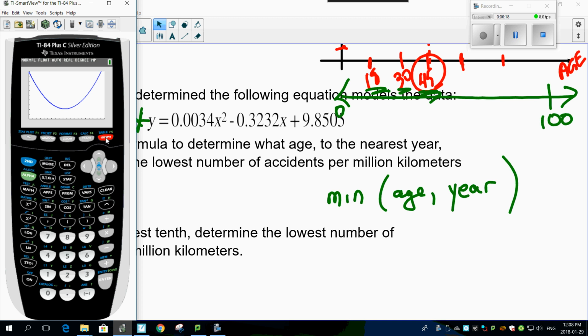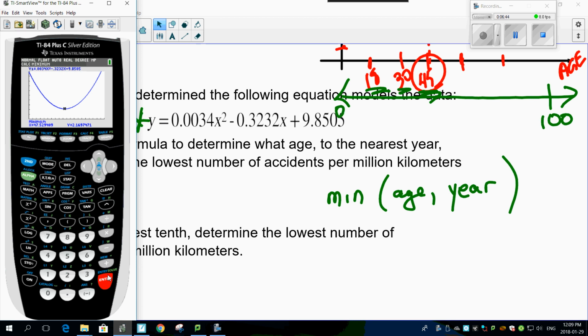Now, here we go. Let's calculate now the minimum. Second calc, minimum, which is 3. Okay, left bound, so we're on the left side of this. Enter. Let's figure out the right side. Enter. And guess, and you're going to see that the minimum accidents are at 47.5 years, and you're going to get 2.16.